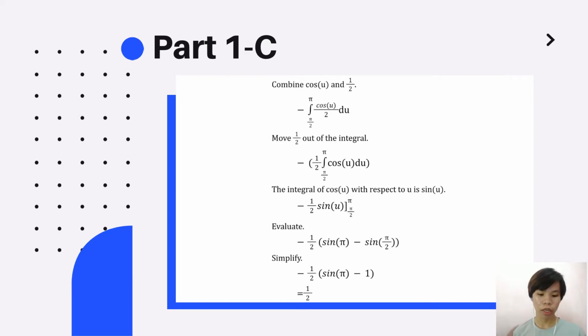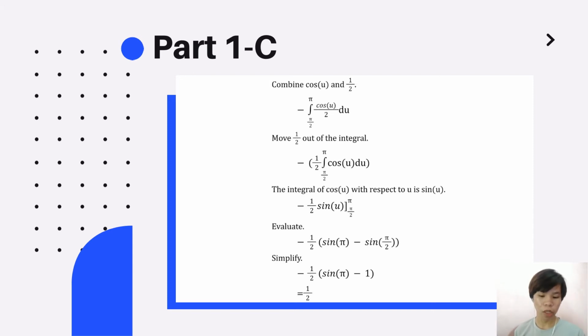Then, we can now integrate it using u substitution. Let u is equal to 2x and 1/2 du is equal to dx. The integral from pi over 4 to pi over 2 of cosine u times 1/2 du. And since 1/2 is constant, move it out of the integral. The integral of cosine u is sine u. Then, substitute back 2x to the function.